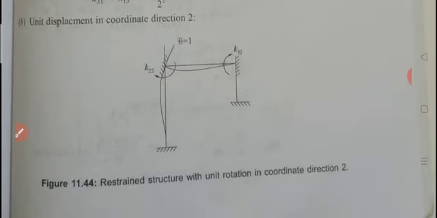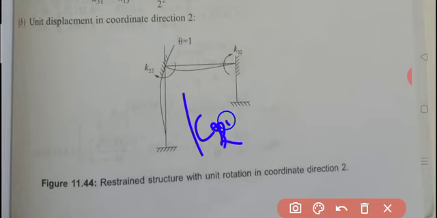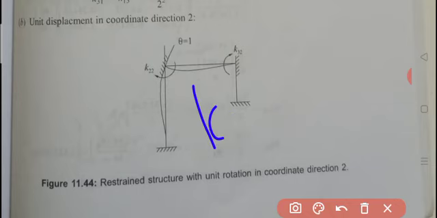What is K32? Sorry, K32. So, we are discussing the second column of the matrix. K32 is the force developed in the third coordinate direction due to unit displacement given in the second coordinate direction. What is our third coordinate direction? It is the moment coordinate direction.